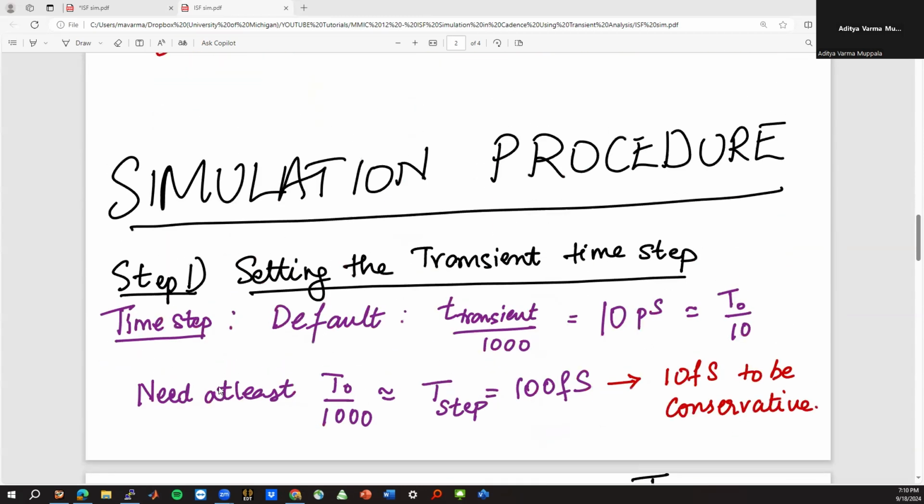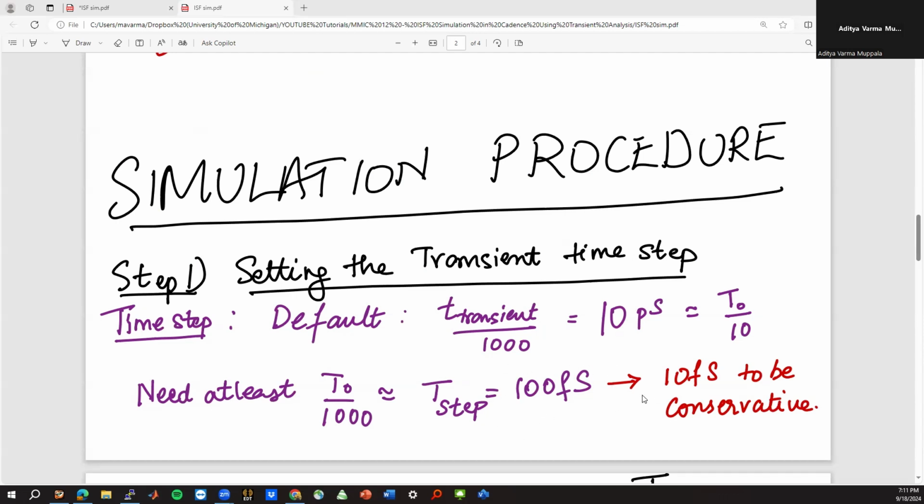So step one is you select the oscillator of choice, and then we need to set the time step. So the default time step is usually set to the transient time divided by 1,000. And in this case, let's say we simulate 100 cycles, which is about 10 nanoseconds at 10 gigahertz. So then the step size would be 10 picoseconds, which is just 1/10 of the period, right? And that's not enough. Typically, I would say you need maybe like T naught divided by 10,000 or T naught divided by 1,000 at least, right, to get something reasonable. So that would correspond to about 100 femtosecond step.